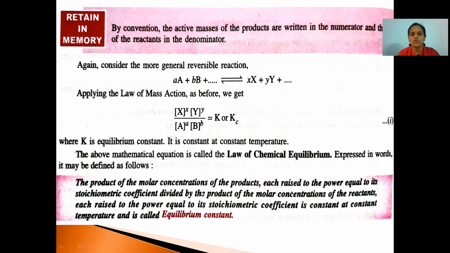The product of the molar concentrations of the products, each raised to the power equal to its stoichiometric coefficient, divided by the product of the molar concentrations of the reactants, each raised to the power equal to its stoichiometric coefficient, is constant at constant temperature and is called the equilibrium constant.